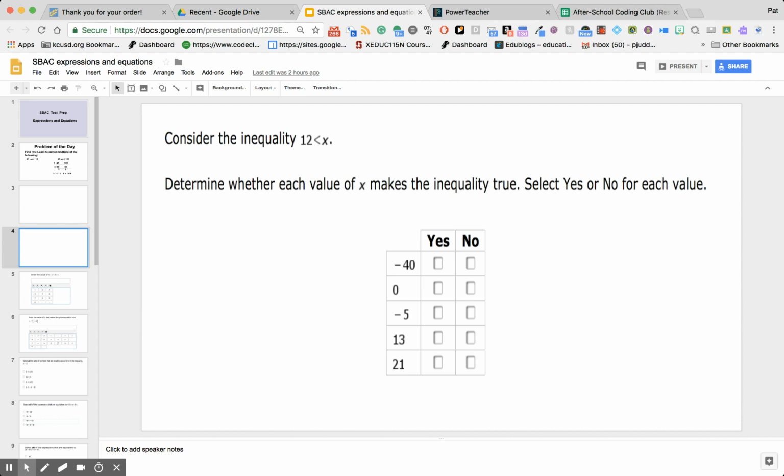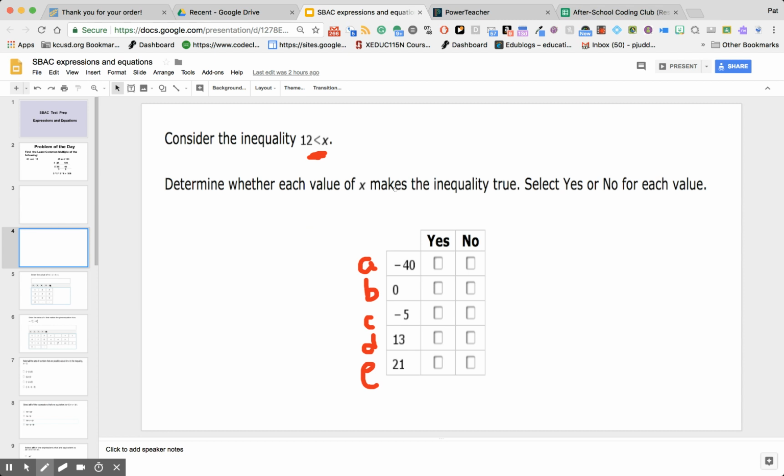Consider the inequality 12 is less than x. We had some inequalities yesterday. And all an inequality means is one side is greater than or less than the other side. Now, on your paper, I don't want you copying this chart and taking time to make this chart. I want you to label A, B, C, D, E. And then you're going to put either yes or no by your items here. Okay? And you're comparing these values to this inequality statement.